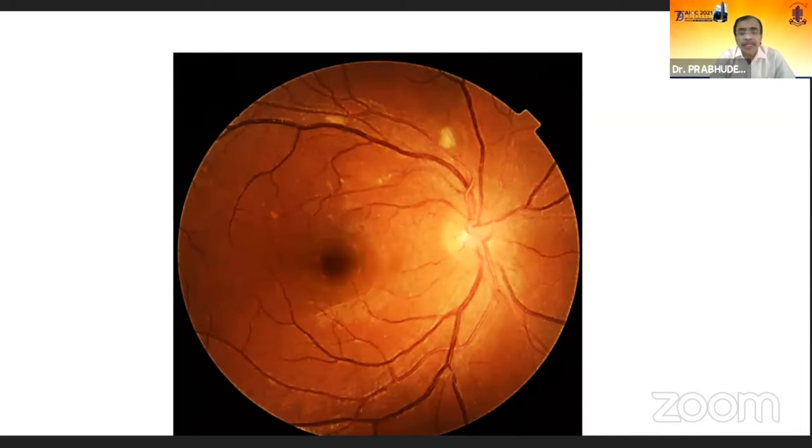Now again, a case of a young male, about 45 years old, who had not very well controlled diabetes, and he presented with this picture in his right eye, some soft exudates. Again, you would think of a mild non-proliferative diabetic retinopathy.